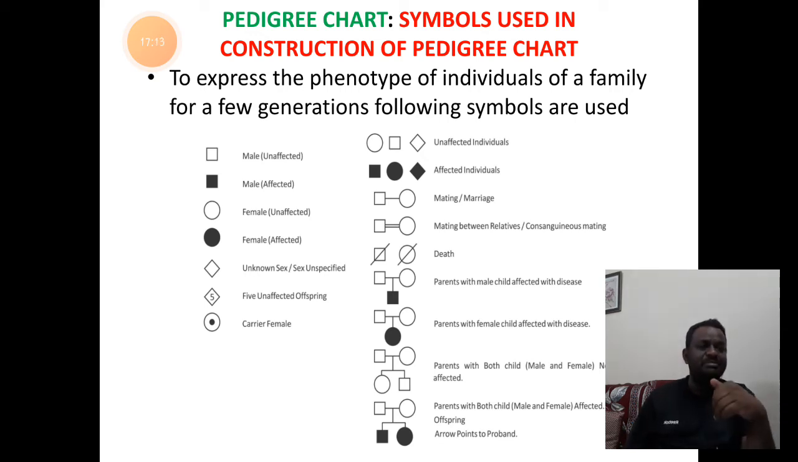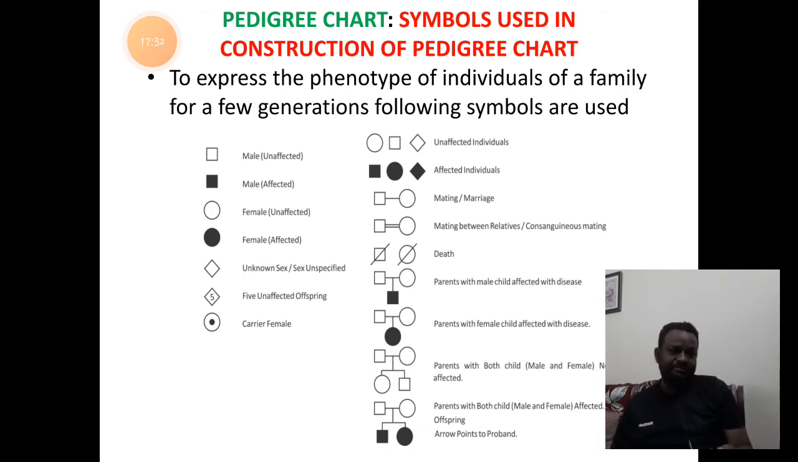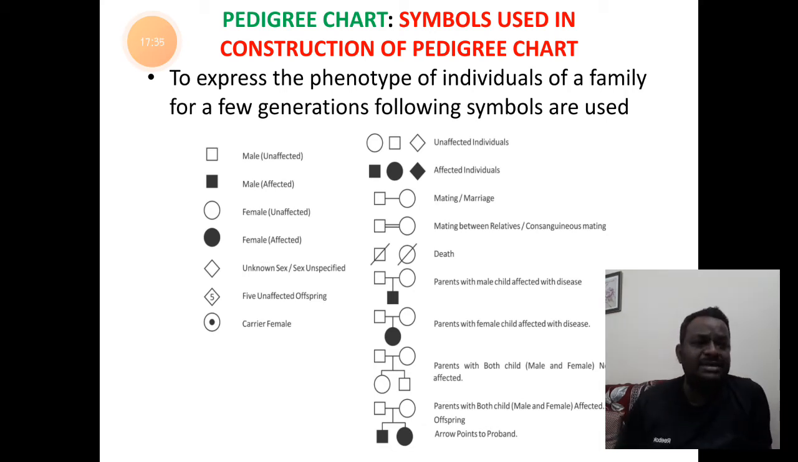In the next symbol, there are double lines connecting a male and a female. It indicates a marriage between a male and female of cousin relation, blood relation. So it is between brothers and sisters that the marriage is seen. Such kind of marriage is called consanguineous marriage or consanguineous mating.